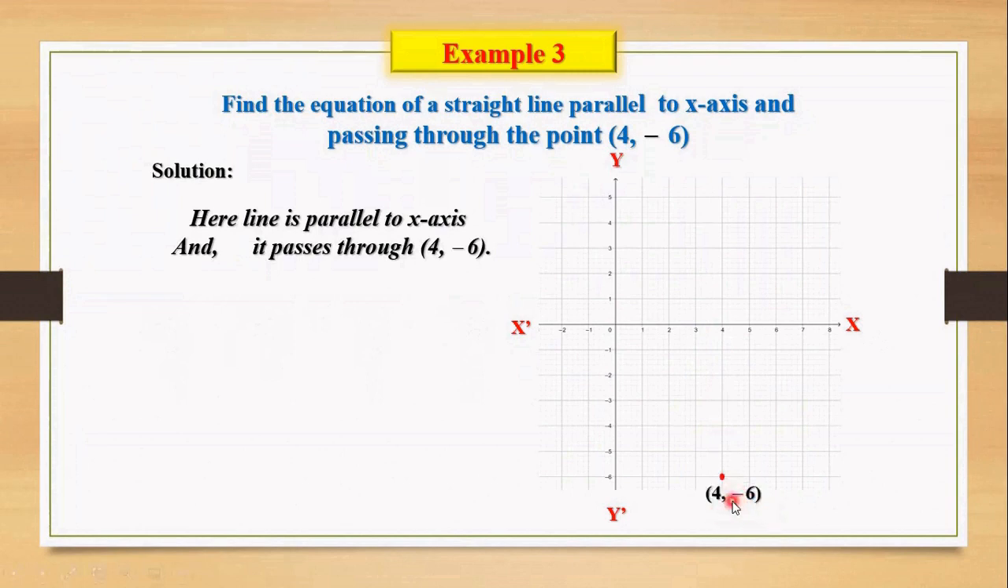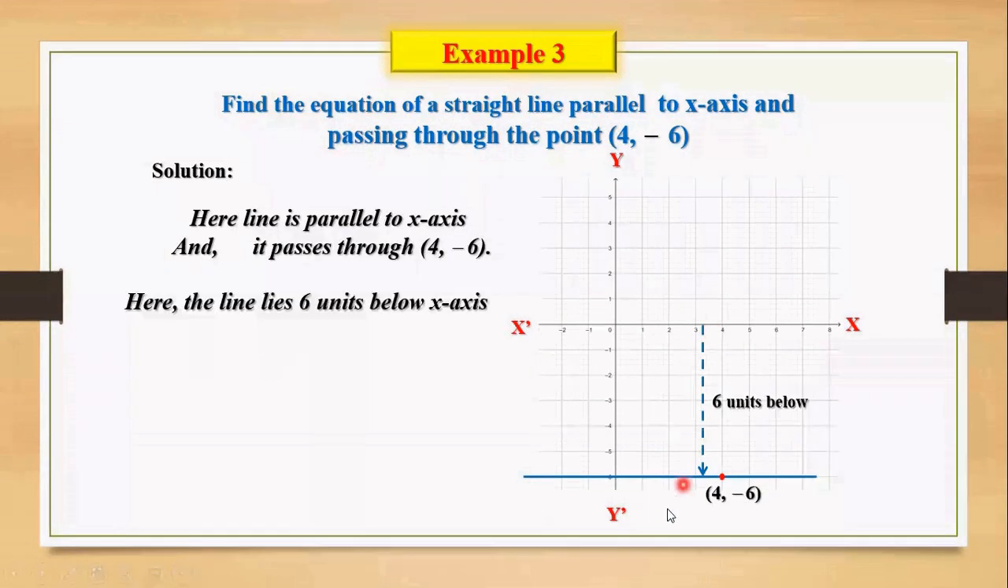The line parallel to the x-axis should pass through this (4, -6). So this is the required line. Now we have to find the equation of this line. Look students, this line is 6 units below the x-axis. So this one is the value of b. Since it lies below the x-axis, b will take a minus sign. So b equals -6 here.